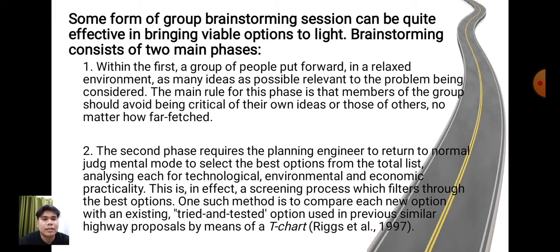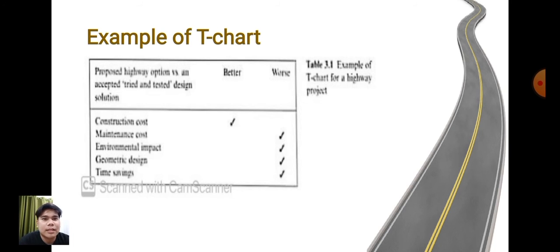2. The second phase requires the planning engineer to return to normal judgmental mode to select the best option from the total list, analyzing each for technological, environmental, and economic practicality. This is in effect a screening process which filters through the best option. One such method is to compare each new option with an existing tried and tested option used in a previous similar highway proposal by means of a T-chart. This is an example of a T-chart.